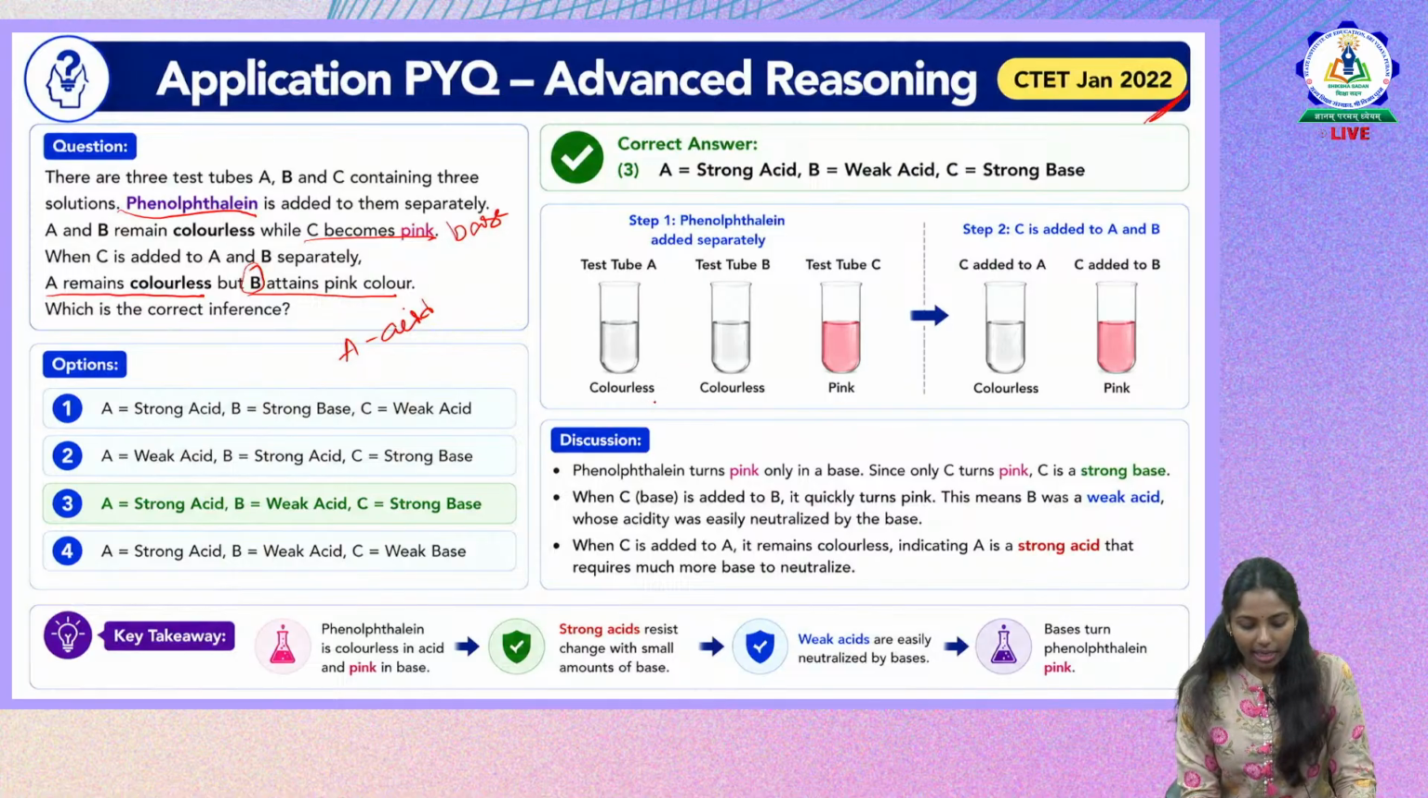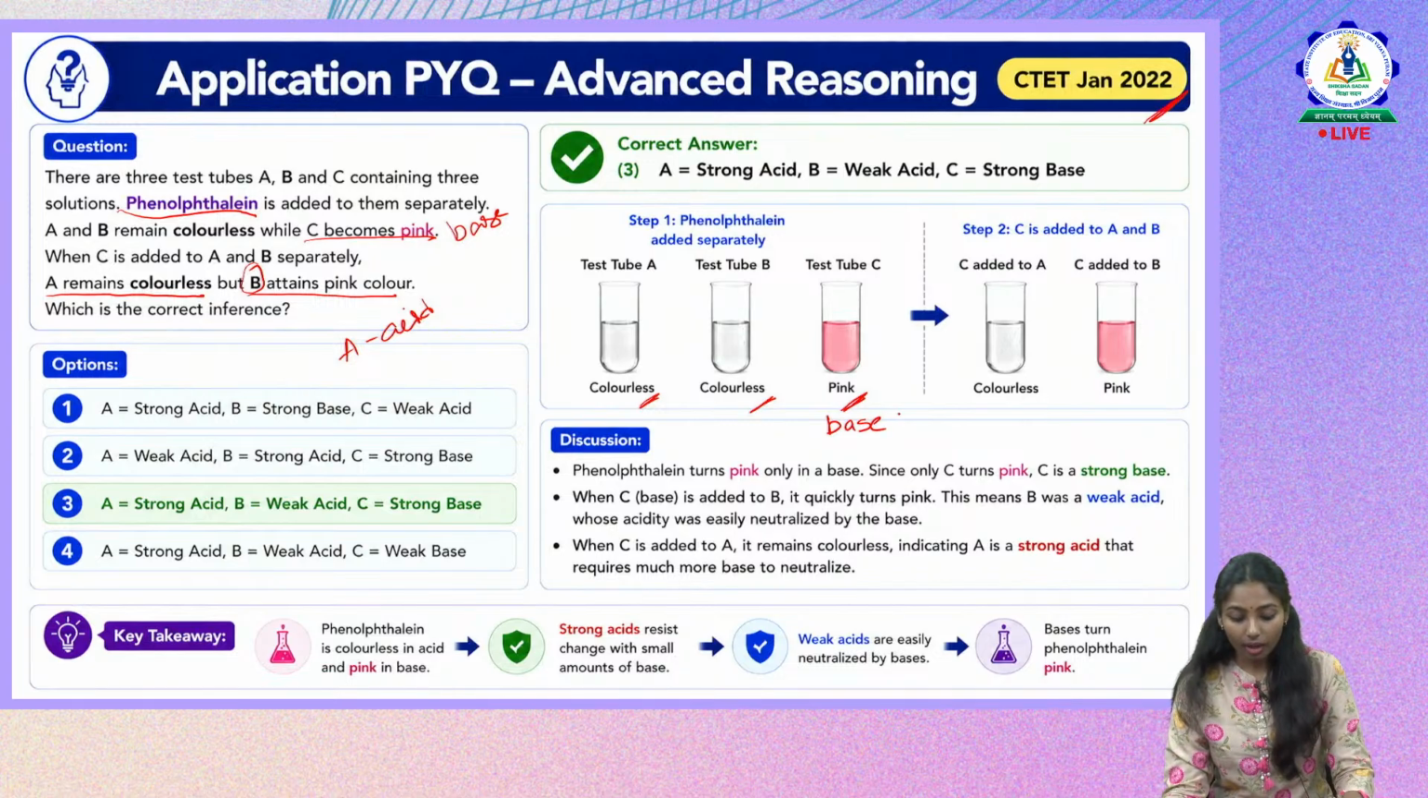So they have given that after they add phenolphthalein to A, B and C separately, A remains colorless, B remains colorless, but C turns pink. So by this we can understand C is a base, right? Now again they have told us they will add C to A and B.